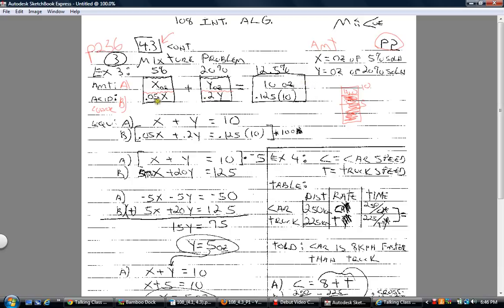Now, what's the concentration? Percentage gets turned into decimal, so you move it 2 places to the left, it's 0.05. X, you're going to multiply it to get the concentration. 20% is 0.2 times the amount of that beaker, and now you need to get 12.5%, which is moving it 2 places back to the left, 0.125 times how many ounces? 10. Now when you multiply that out, that's actually going to be 1.25, just keep that in mind.